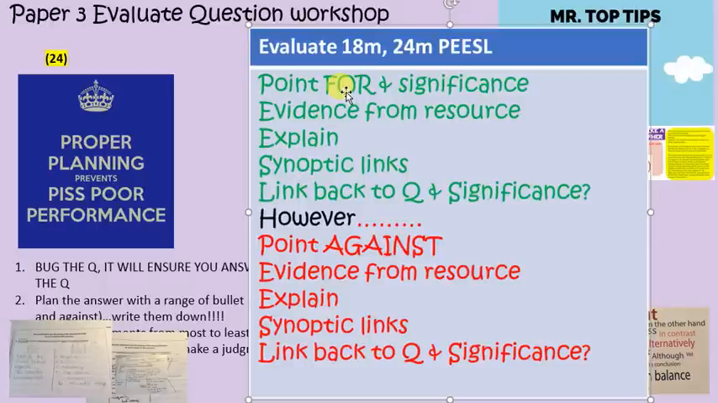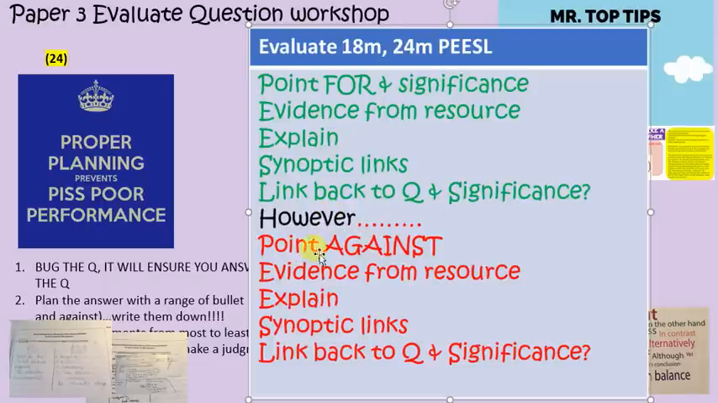That is in your opener. Quote at least one piece of evidence from the resource, right? This could be one piece, or you could find more than one piece. Now is the time to pop it in. Yep. Develop and explain why. Develop and explain your point. Get in your synoptic link, and then link back to the question.